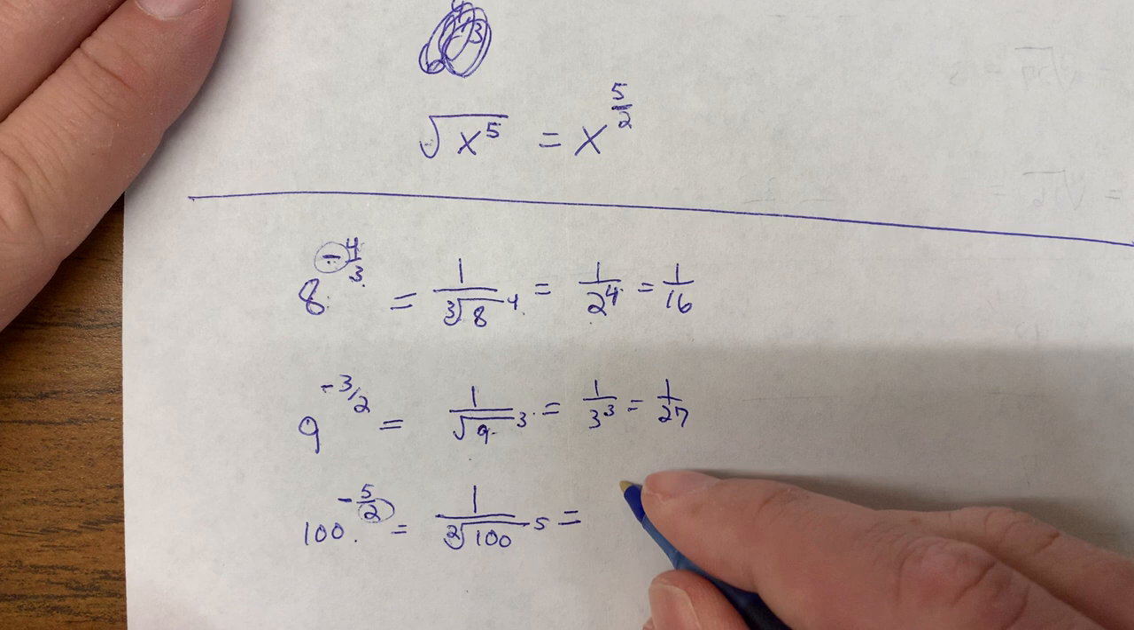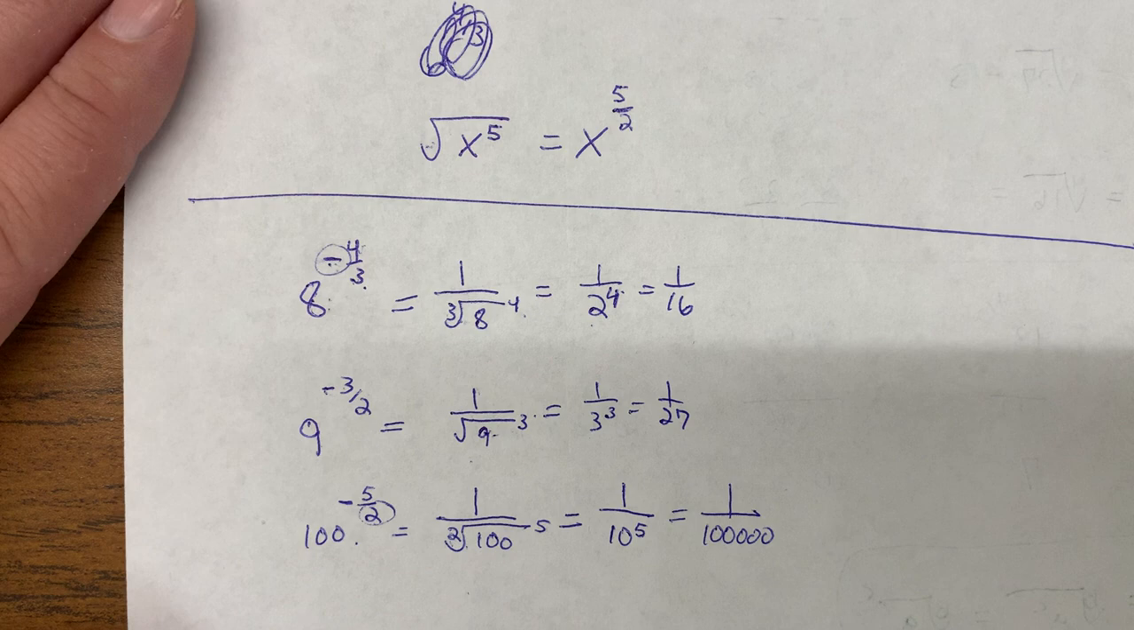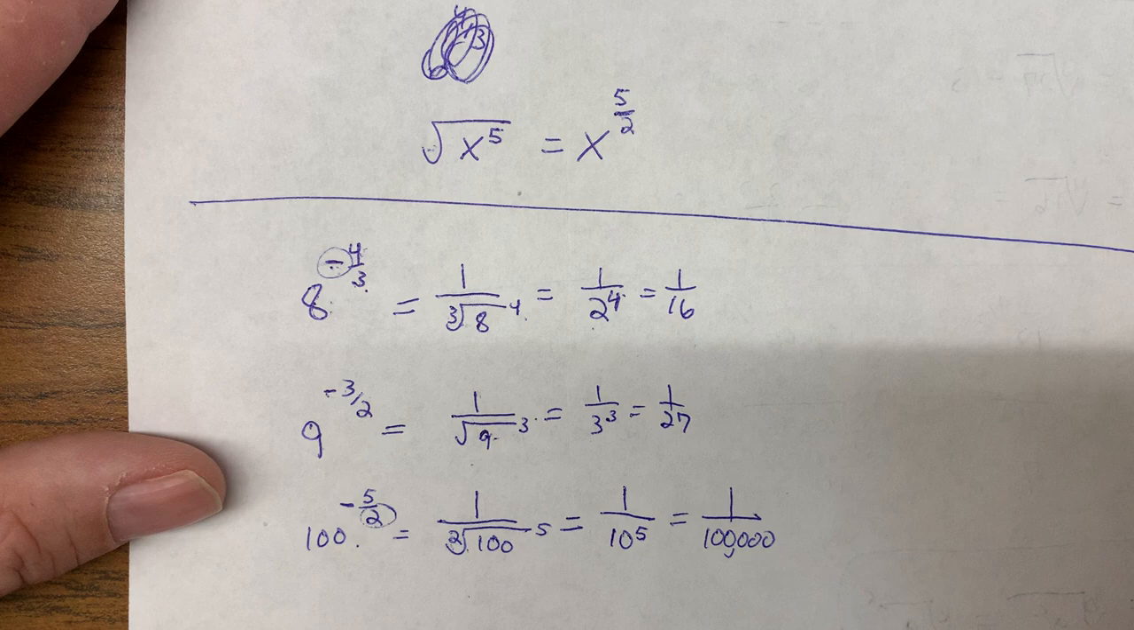So it's 1 divided by, what is the square root of 100? Well, that's 10 to the fifth power. So 1 divided by, we have 5 zeros here, 1 divided by 100,000. Okay, I'm going to let you do some mixed practice here, and then let's go back to our earlier problem.